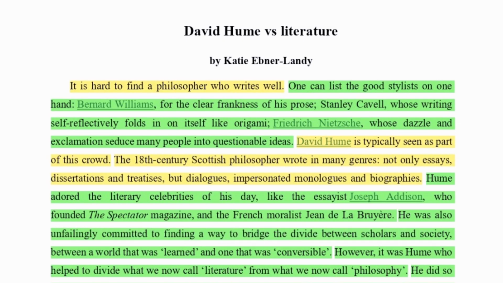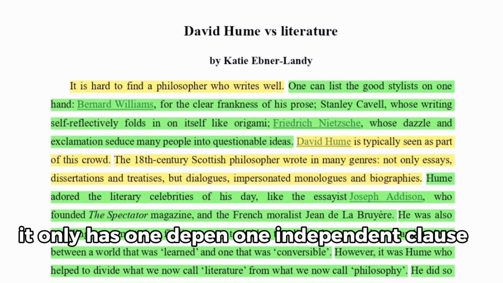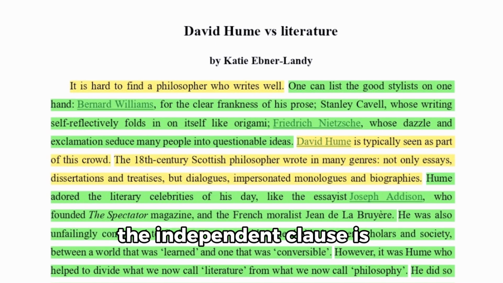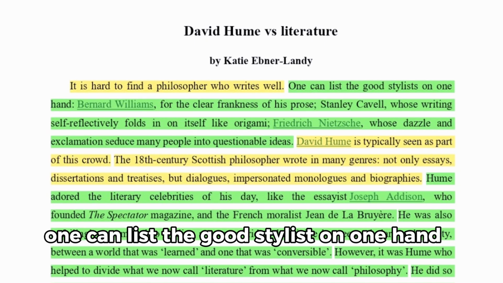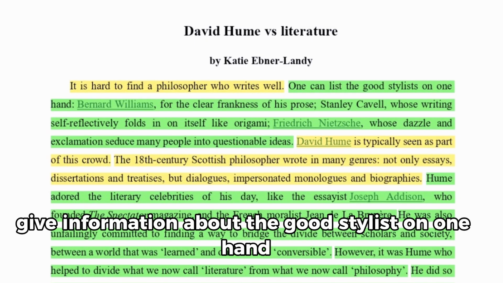One can list the good stylists on one hand, Bernard Williams for the clear frankness of his prose, Stanley Cavell, whose writing self-reflectively folds in on itself like origami, Friedrich Nietzsche, whose dazzle and exclamation seduce many people into questionable ideas. This is a complex sentence or related sentence because it only has one independent clause and the other is a dependent clause. The independent clause is one can list the good stylists on one hand, and the other gives information about the good stylists on one hand.